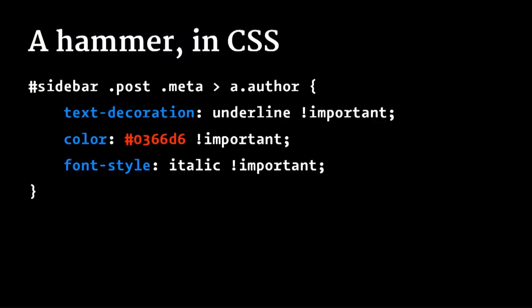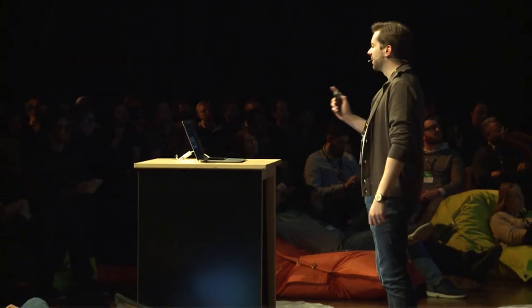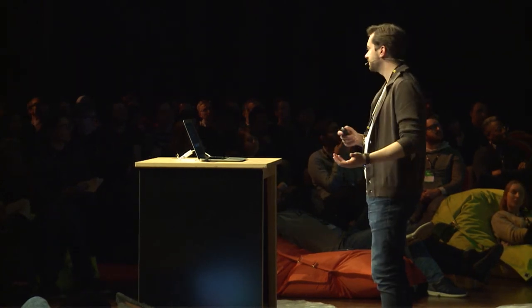This is a hammer in CSS. It looks like somebody's selecting an element and just bludgeoning it with styles and specificity and important until it looks right. So it has a specificity of 131 if you count up the IDs, the classes, and the elements. By comparison, a single class is a specificity of 10. So it kind of looks like the person who wrote this was trying to override something.